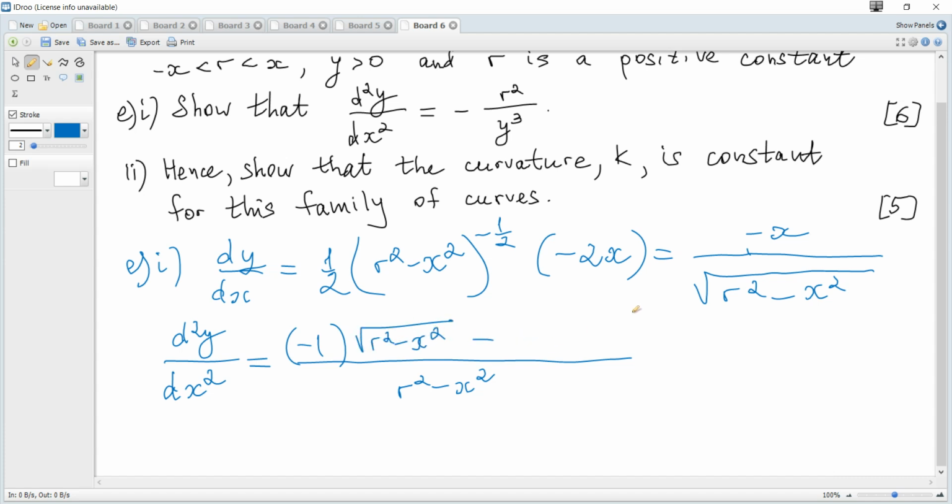minus the numerator, negative x, so plus x, multiplied by the denominator's derivative. Again, for a function to the power of a half, the derivative is a half function to the power of negative a half, which is a square root in the denominator, multiplied by this function's derivative, which is negative 2x. Let's simplify.